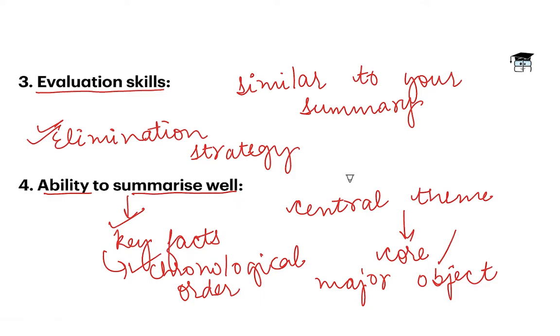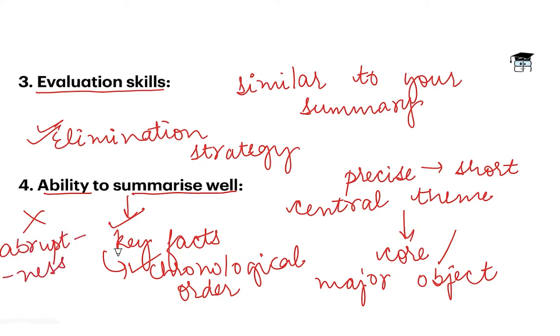Also, the summary should be precise. The summary should be short. Okay, and there should be no abruptness of any sentence in the summary. That means that no sentence should suddenly pop up in your summary, right? There should be no abruptness. There should be a particular chronological order that should be followed in your summary.